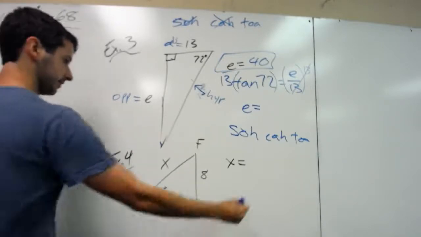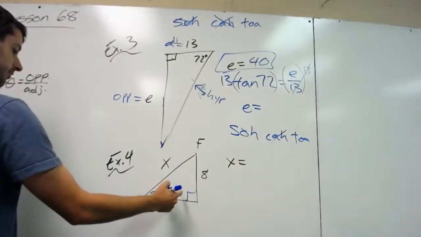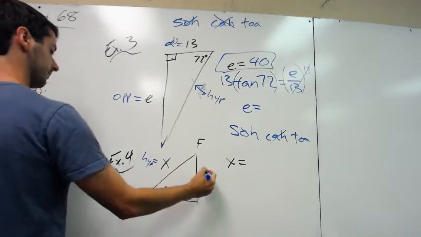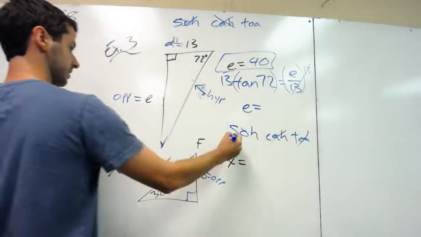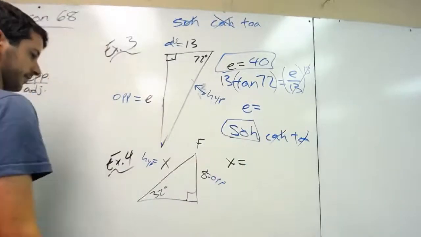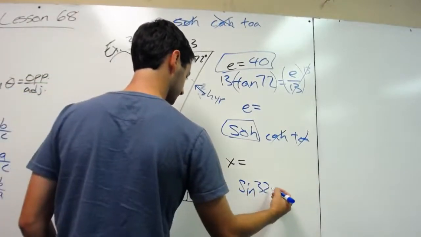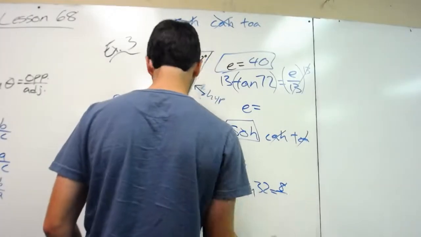So once again, eliminate cosine. X is opposite of the right angle, so therefore that is our hypotenuse. So we are going to use sine. Sine of 32 degrees, that's our starting point, equals opposite 8 over hypotenuse x.